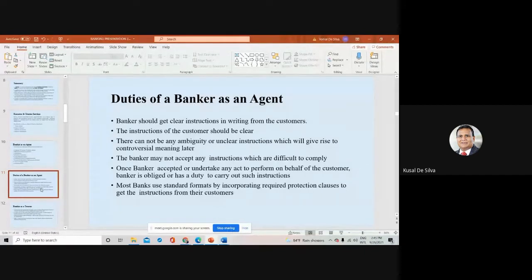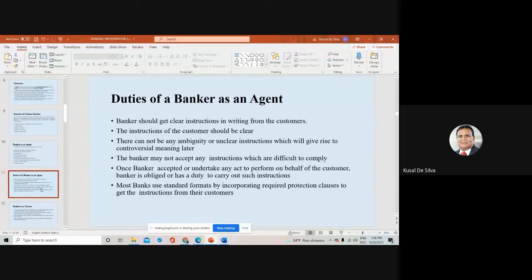So therefore, prior to accepting all such instructions, we should know whether the instructions we agree to or receive are ones we can comply with. If we can't comply, we should not accept such instructions from the customer.